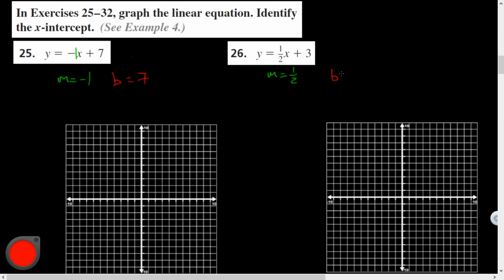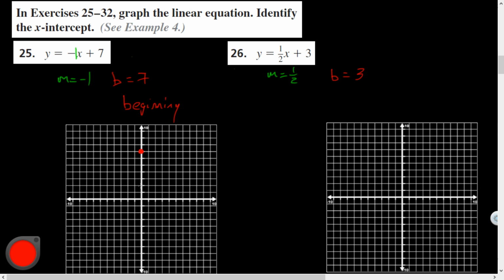And how about this b? 3. Perfect. So the b is the beginning, that's where we start. So I'm going to start by plotting the 7. So starting at the origin, it's the y-intercept. So on the y-axis, that's the vertical one, I'm going to go 1, 2, 3, 4, 5, 6, 7.